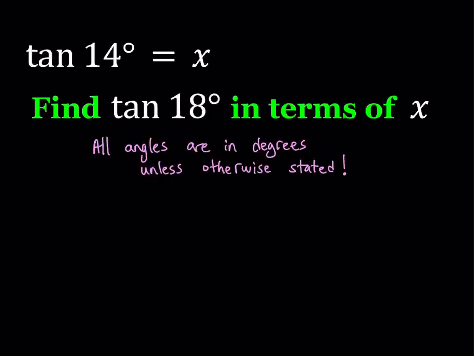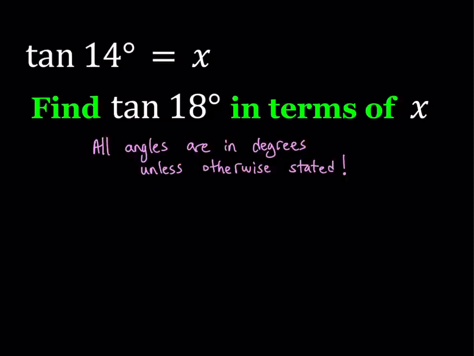Hello everyone. In this video we're going to be evaluating a trigonometric expression in terms of another one. So let's get started. We have tangent 14 degrees equals x, and we're supposed to find tangent 18 degrees in terms of x. Now this time I wrote the degree symbol.